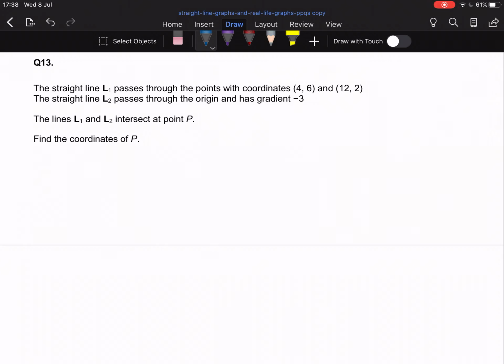So let's look at question number 13. It's on straight line graphs, and let's read it first things first, right? The straight line L1 passes through the points with coordinates (4, 6) and (12, 2). Straight line L2 passes through the origin and has a gradient of -3. The lines L1 and L2 intersect at point P. We want to find the coordinates of P.